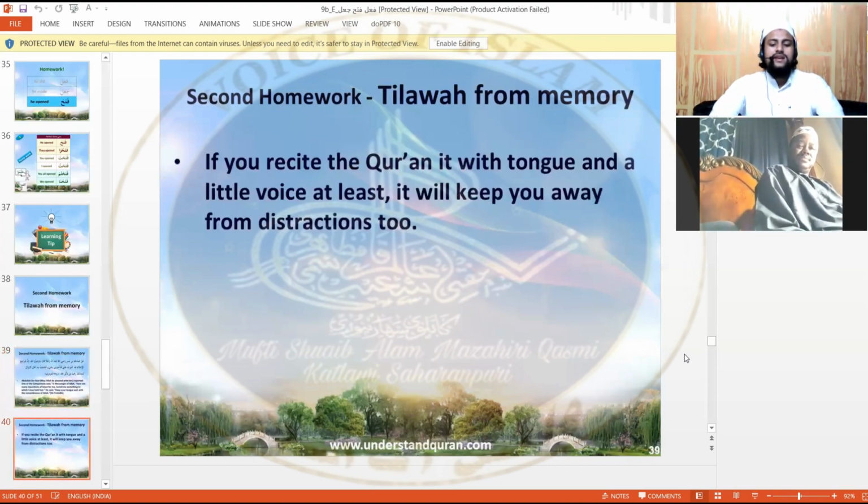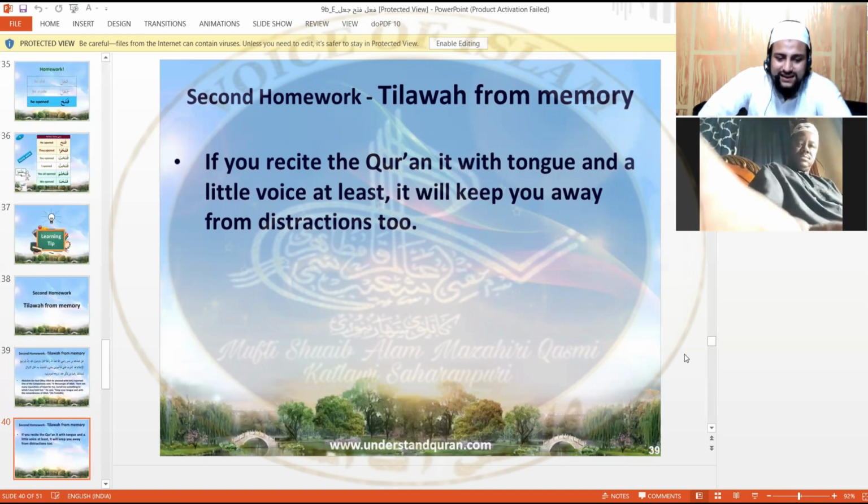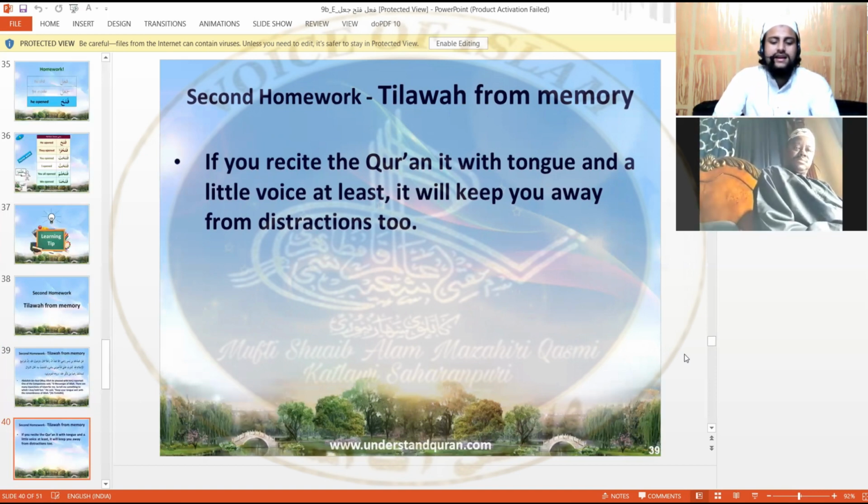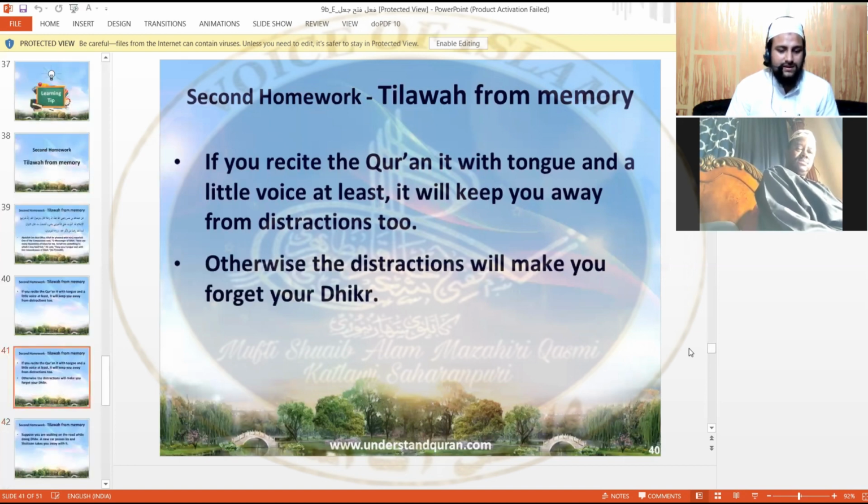Second homework, tilawa from memory. If you recite the Quran with your tongue and a little voice, at least it will keep you away from distractions too. So do recitation, do tilawa with a little voice, I mean with tongue and a little voice. Otherwise the distractions will make you forget your dhikr.